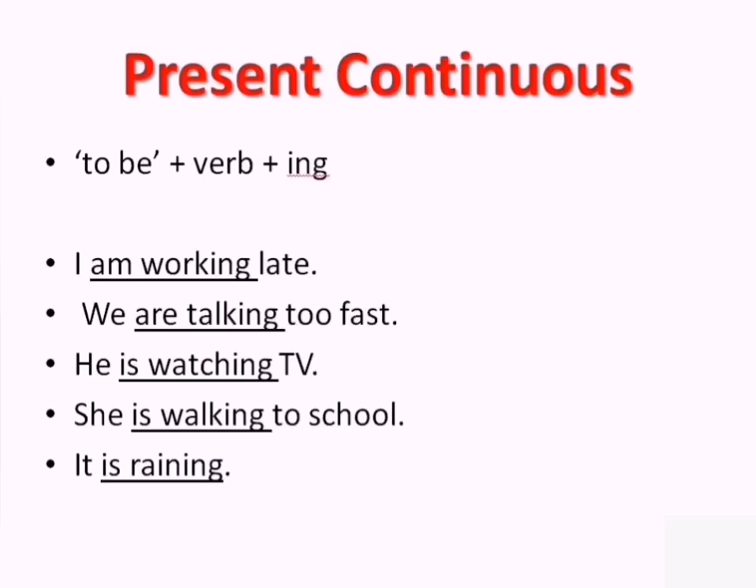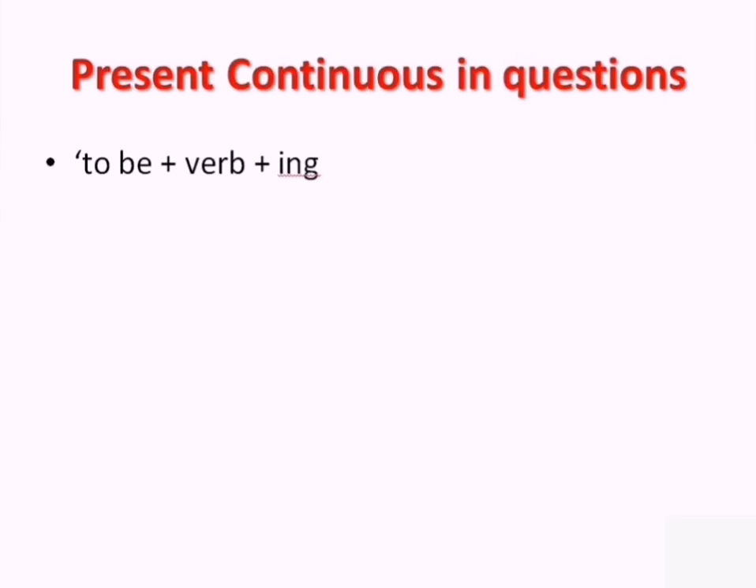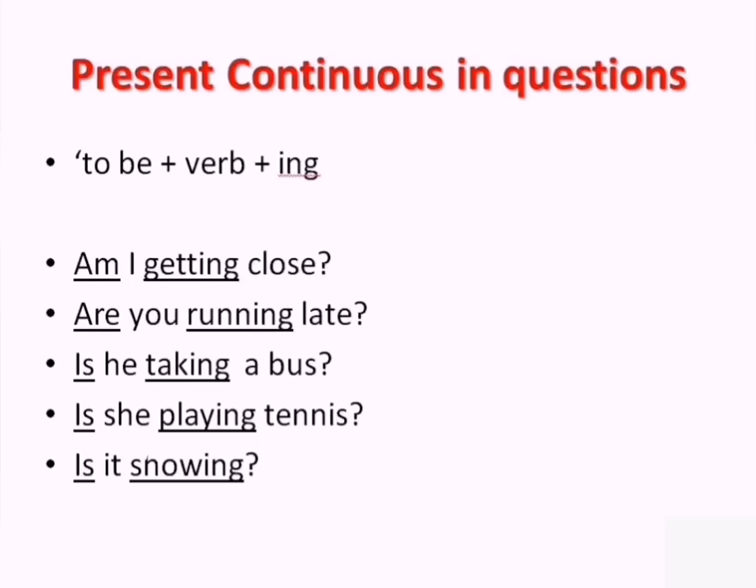It is raining. Now let's have a look at the present continuous in questions. We need the auxiliary verb to be, a verb, and ing. For example, am I getting close? Are you running late? Is he taking a bath? Is she playing tennis? Is it snowing?